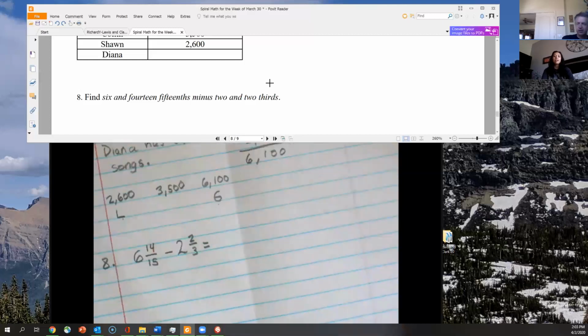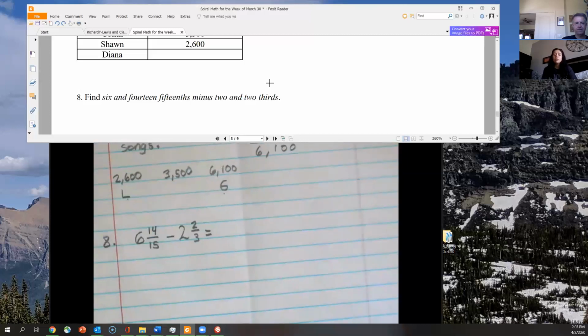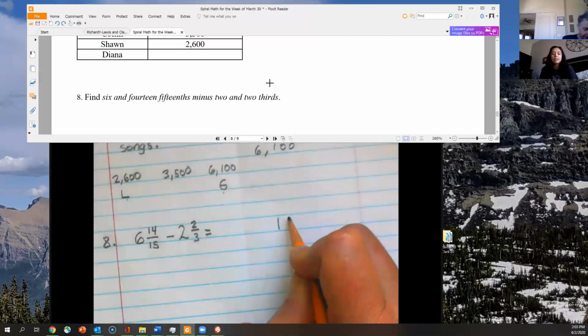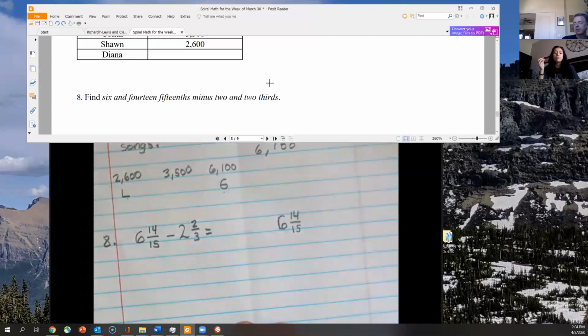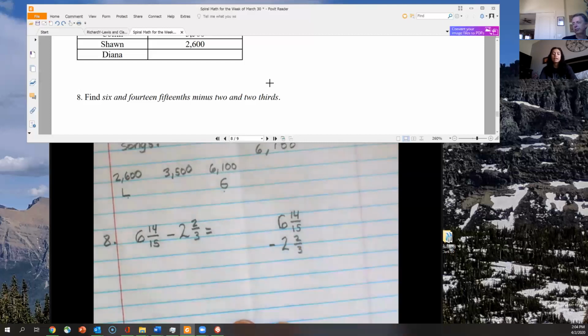And so when we add or subtract fractions, boys and girls, we always want to write them vertically. So you're going to want to write your 6 and 14/15 as your top fraction. And then you're going to write your minus sign to make sure that we are subtracting. And then your 2 and 2/3, and try to line them up as best as you can. So write your whole number 2 right underneath your 6, and then your 2/3, just like Mr. Yates is doing. And then go ahead and write your answer line.